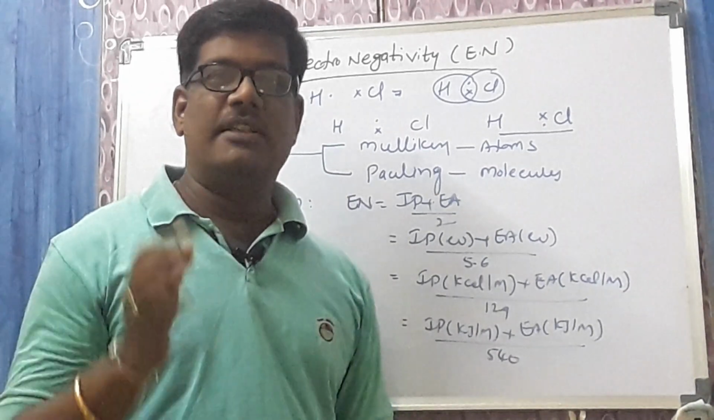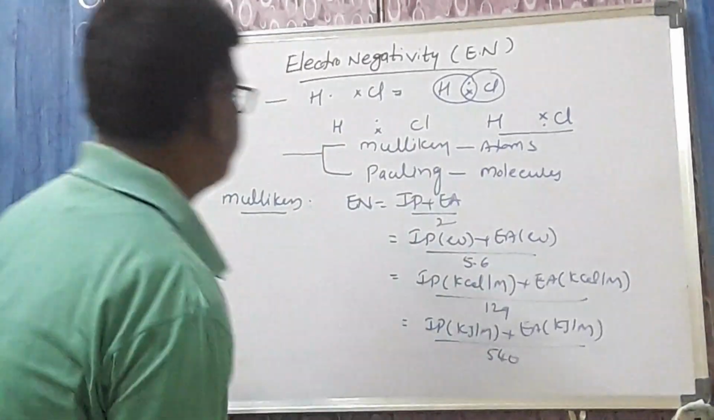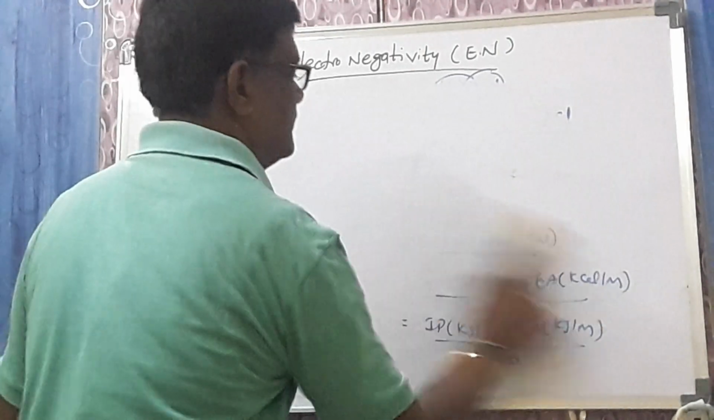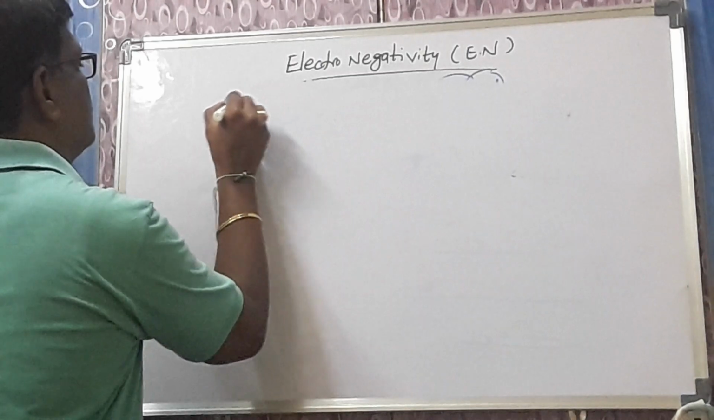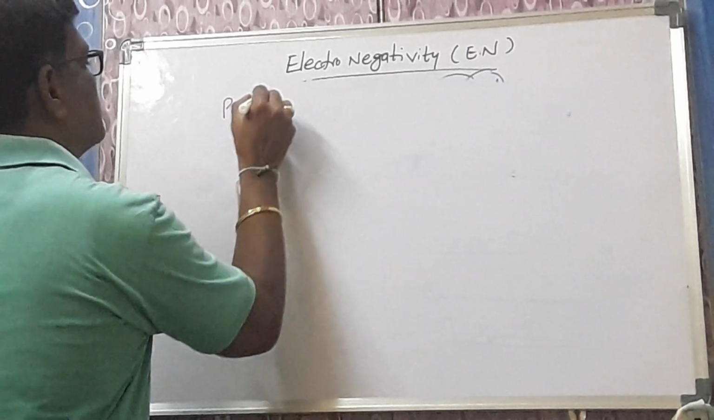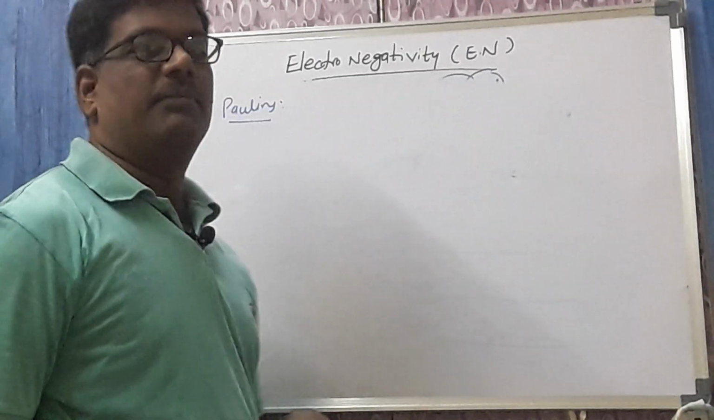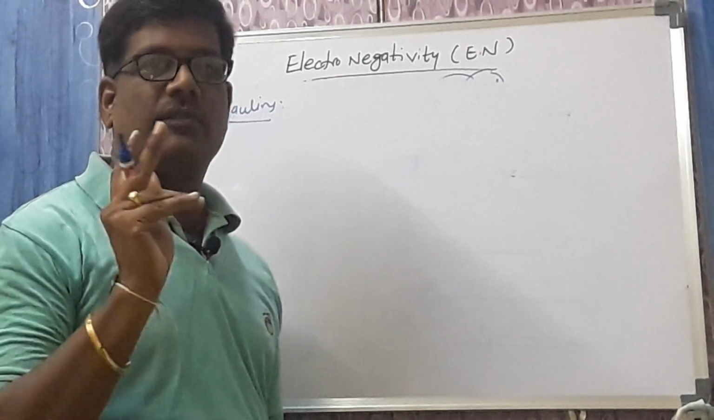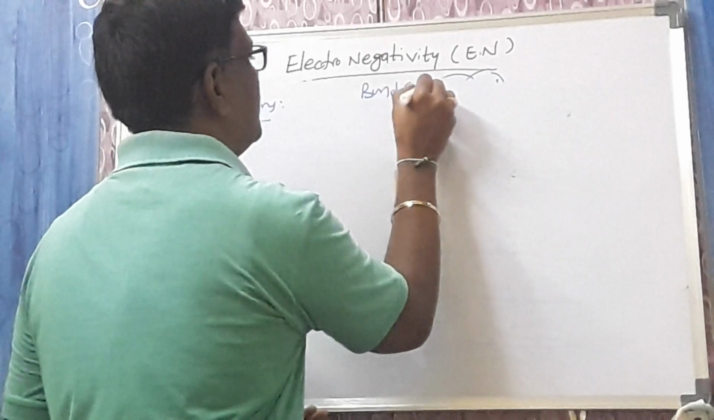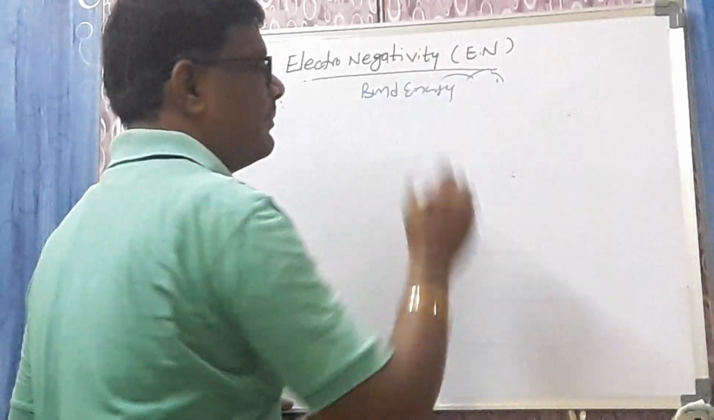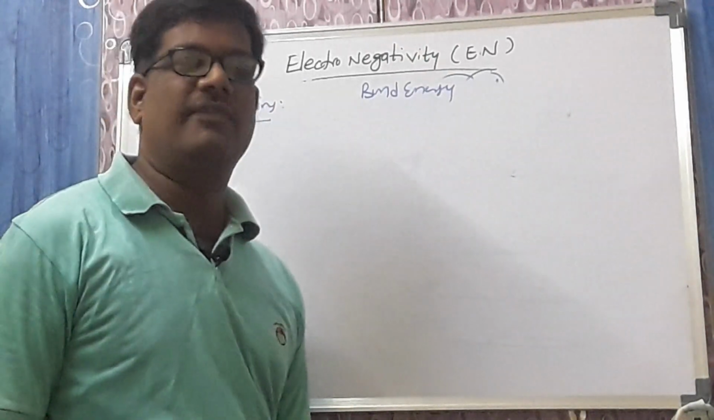Now I will take the Pauling scale, which is very, very important. Already I mentioned it is applicable for molecules. It depends on one phenomenon, that phenomenon is called the bond energy. Very, very important. It depends on the bond energy.